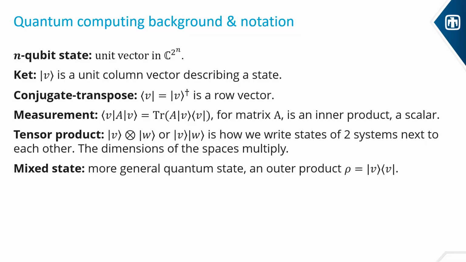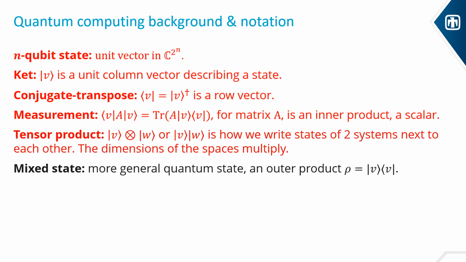I'll start with a brief review of some quantum computing background and notation. Hopefully it's a refresher for those who have seen this before. So an n-qubit quantum state is a unit vector in an exponentially large complex vector space. We tend to use this ket notation to denote column vectors describing states. Flipping the ket produces a row vector via the conjugate transpose. Measurements are inner products with certain operators A, which give a scalar, usually a probability.